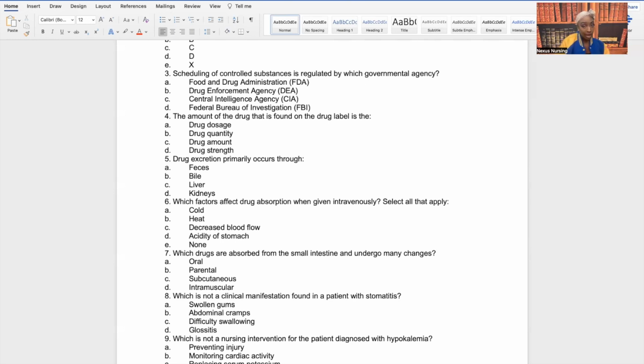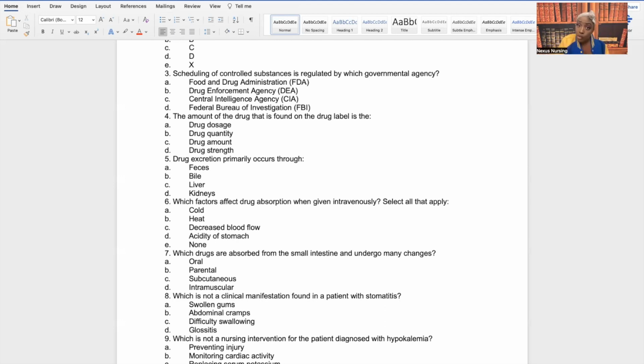Select all that apply. Now, guys, you know how we treat select all that apply, what? True or false. So we're giving that medication IV. What factors would affect its absorption? And this is a trick question because guess what? The correct answer is E, none. Not cold, not heat, not decreased blood flow, not acidity of the stomach. Why? It's already being given IV.